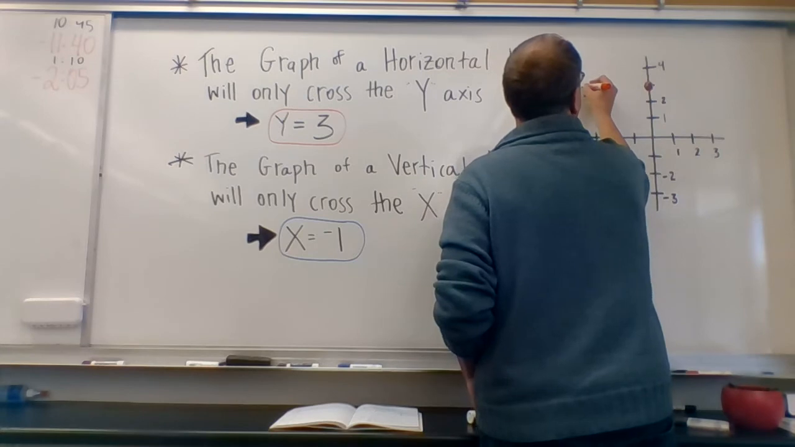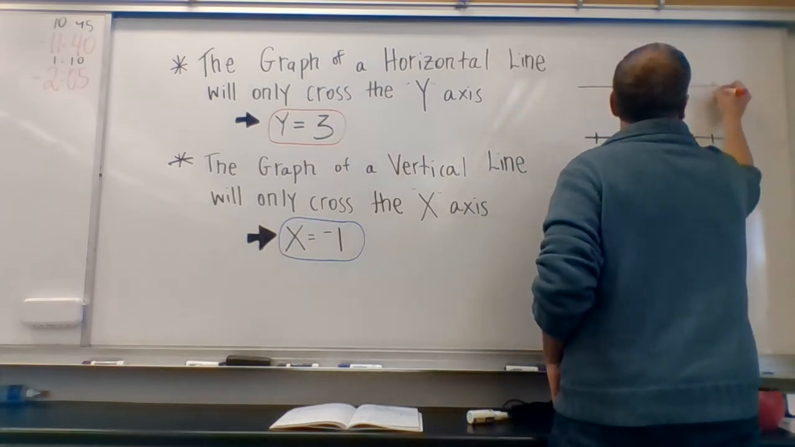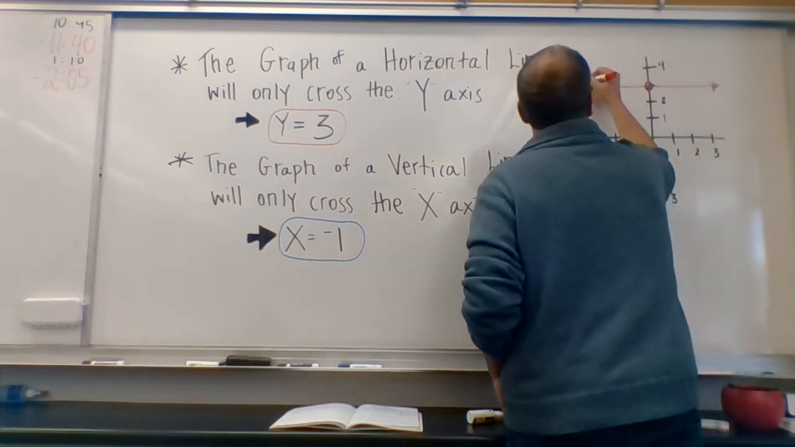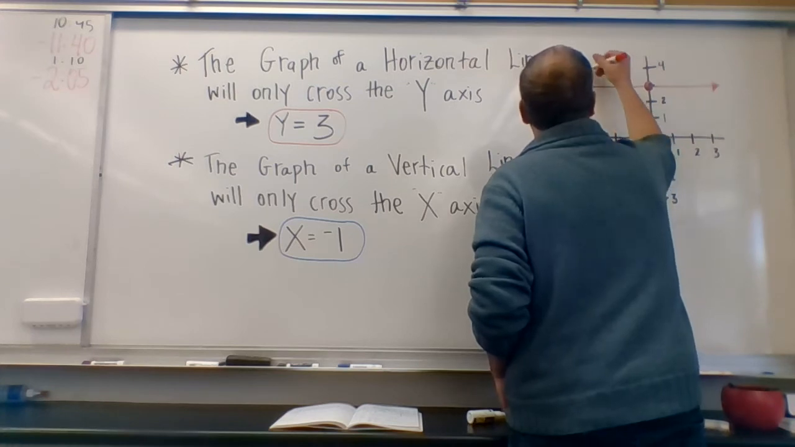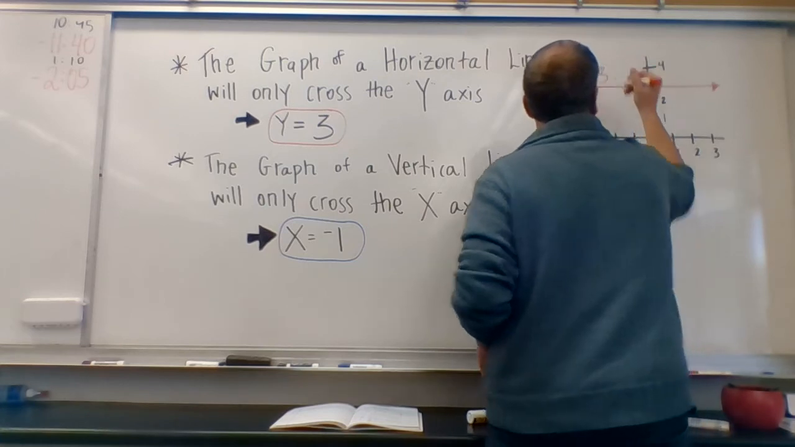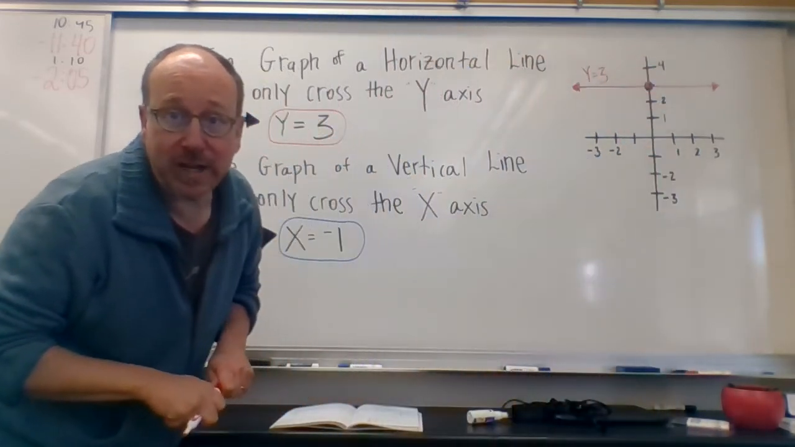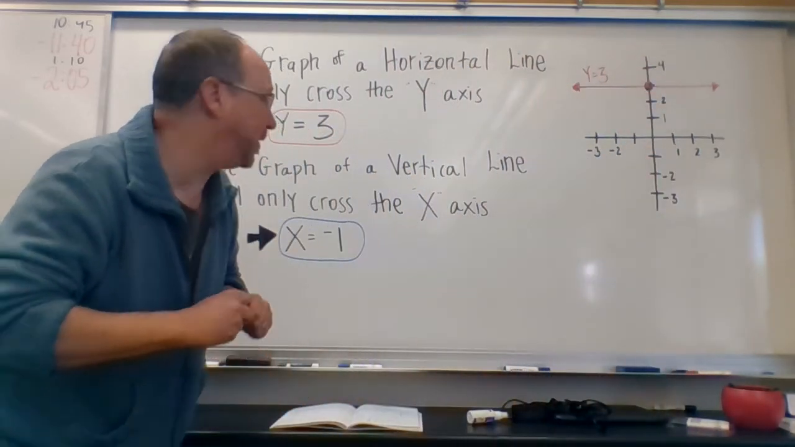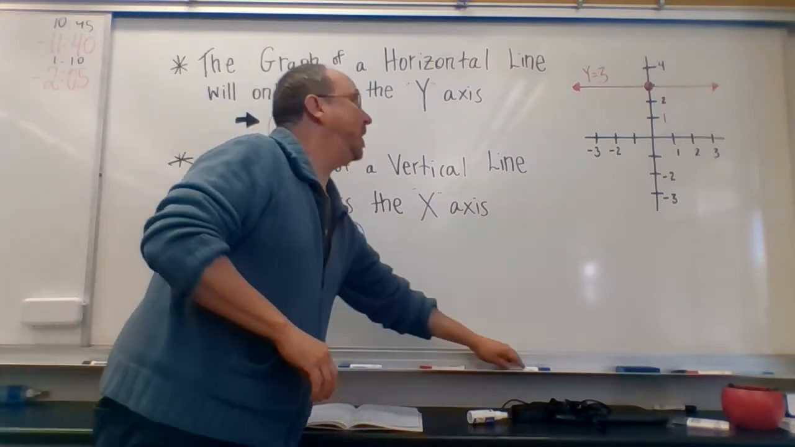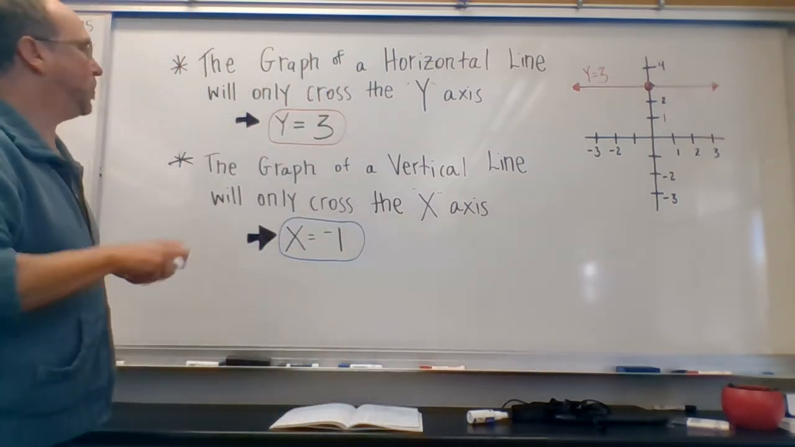So I got that point. I'm drawing a straight line. It's horizontal. And I'm going to go ahead and write the equation here. y is equal to 3. Okay, so that's the deal. Super simple, but be able to recognize it. y is equal to 3 crosses the y-axis at 3.